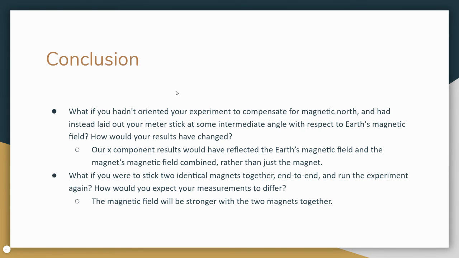Second question is, what if you were to stick two identical magnets together end to end and run the experiment again? How would you expect your results to differ? Well, the magnetic field would be stronger, and the magnetic field, more specifically, would be about twice as strong.